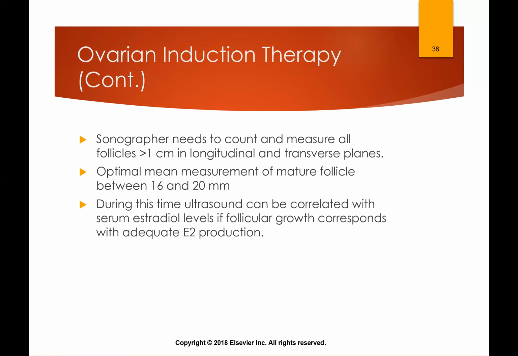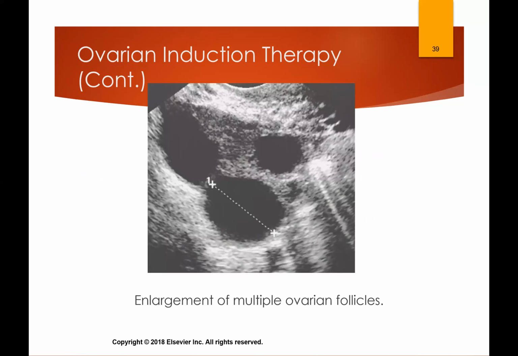So the sonographer needs to count and measure all the follicles greater than 1 centimeter in long and transverse planes. The optimal mean measurement of mature follicles is between 16 to 20 millimeters. And during this time, ultrasound can be correlated with serum estradiol levels to see if follicular growth corresponds adequately with E2 production. So they kind of just look through all of the labs together. These are some mature follicles.